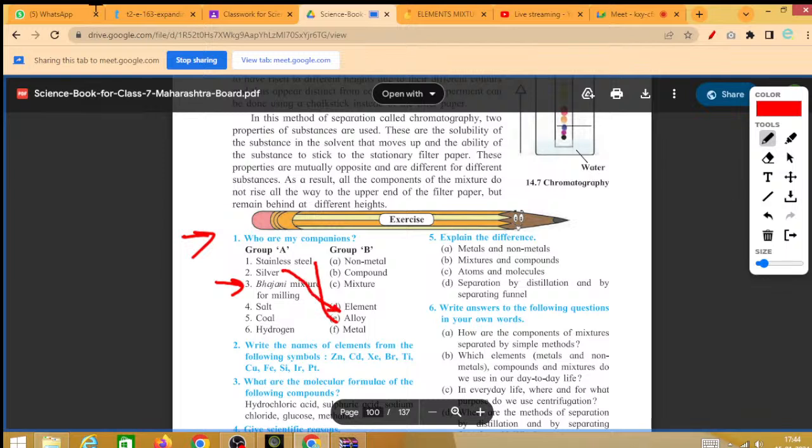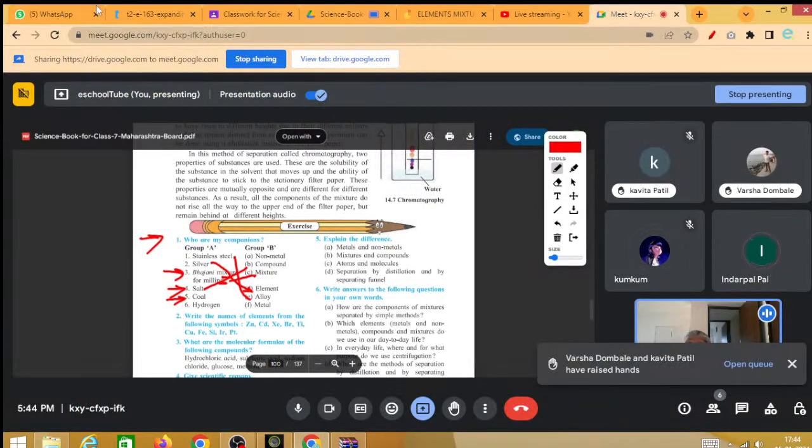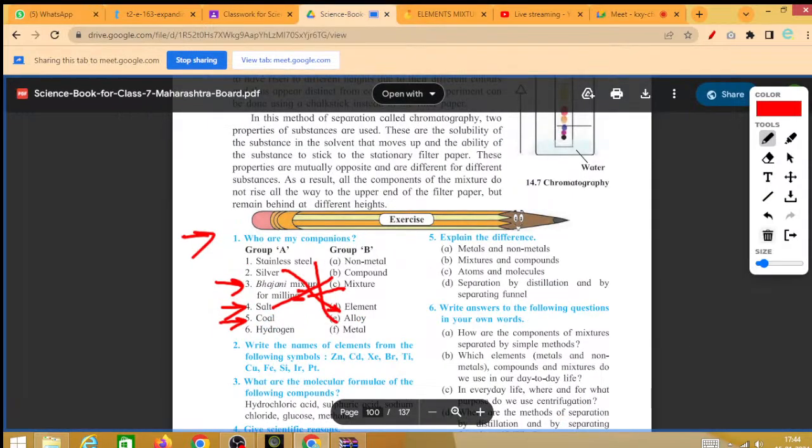Third one, mixture. So what will it be? It will be a mixture only. What is salt, Anjali? What is salt? Very good. What is coal, Sanjana? Sanjana, what is coal? No, beta. Coal is an element.